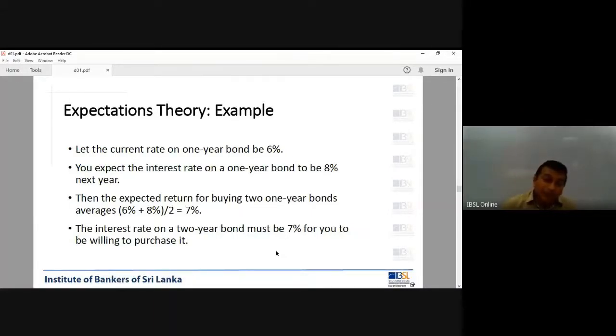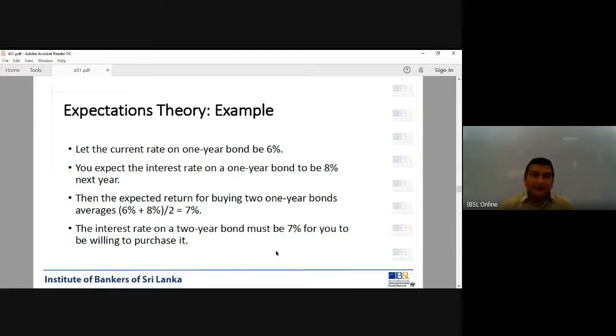So when the 1-year interest rate becomes 5 and the next year's 1-year interest rate is still expected to be 8, then 5 plus 8 divided by 2 is 6.5. That is the same as the 2-year interest rate that you are seeing in the market. So then the investors become indifferent. The 1-year and 2-year become perfect substitutes. So this is what expectation theory explains.